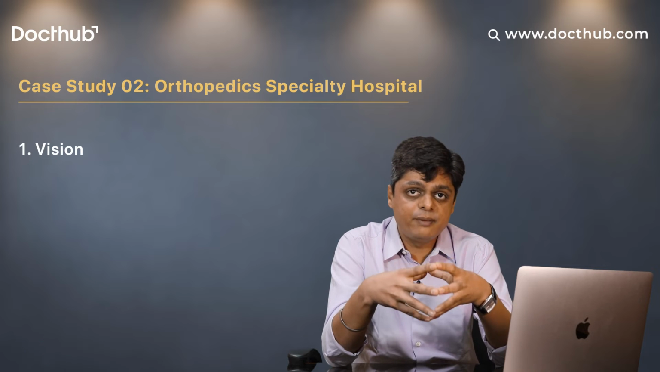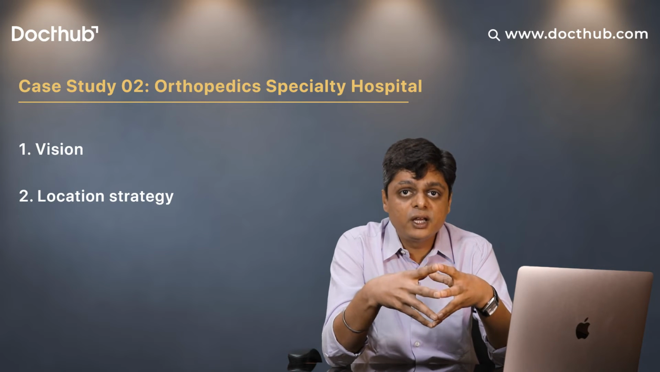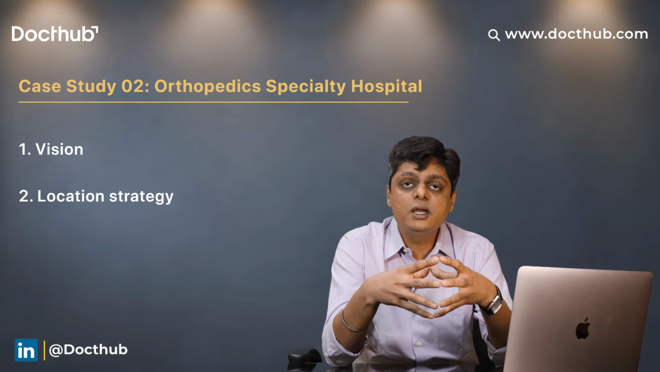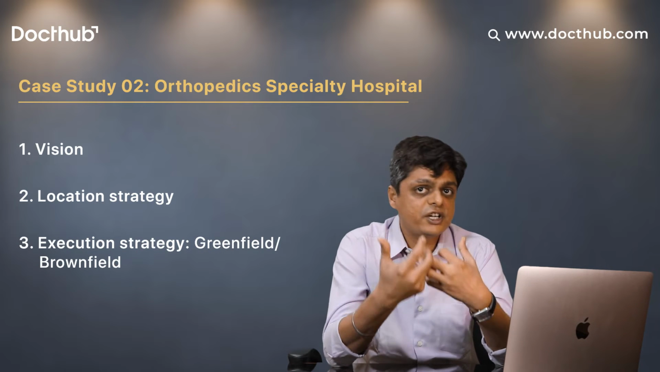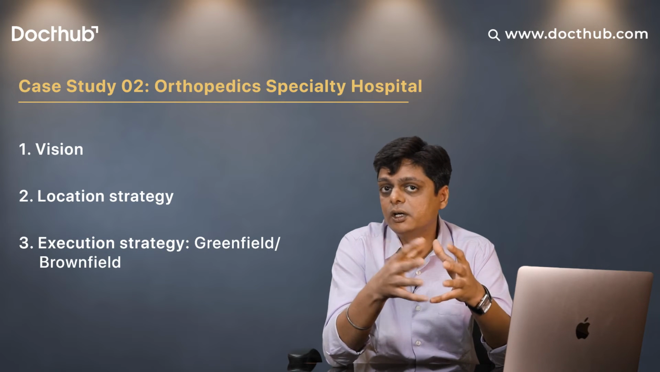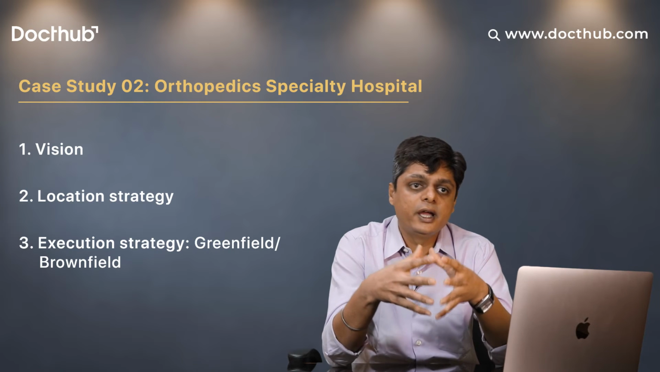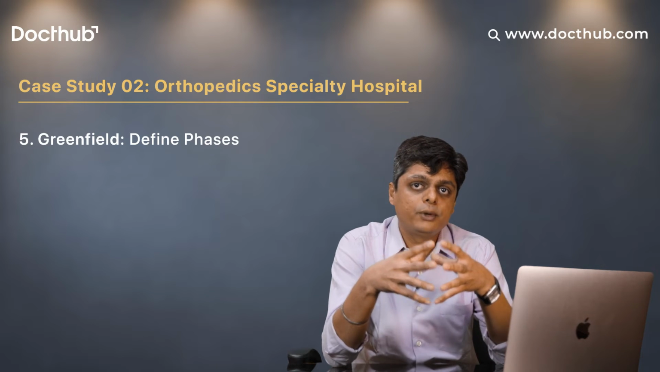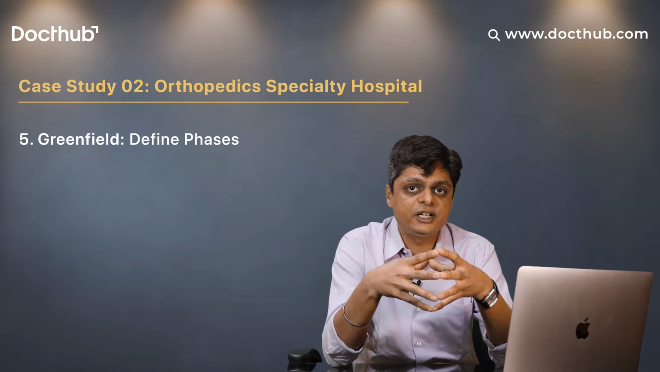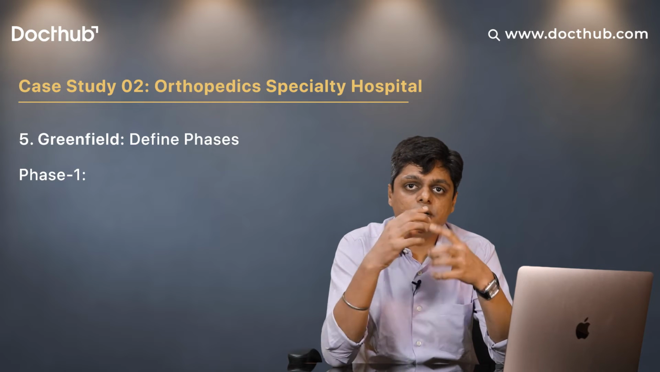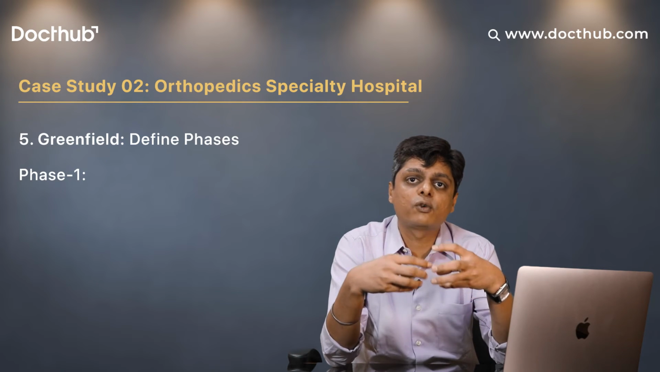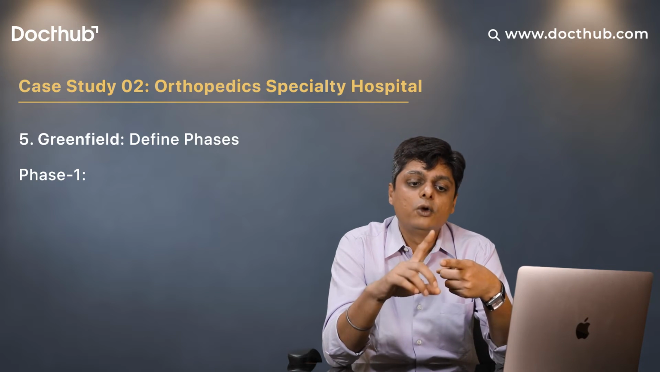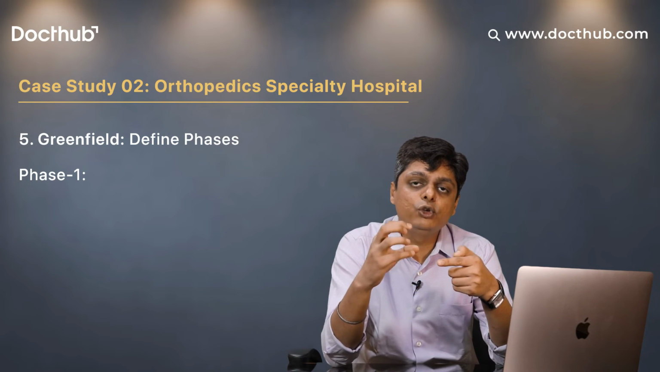The second aspect, same here, is that location strategy should be there, because if you are planning for trauma, then your location should be chosen accordingly. And you again need to define the execution strategy, greenfield or brownfield. If you plan a greenfield orthopedic specialty center, trauma, indoor and ICU could be in your phase 1. Your phase 1 should include the trauma facilities, a few of your indoor facilities and a few beds of ICU.